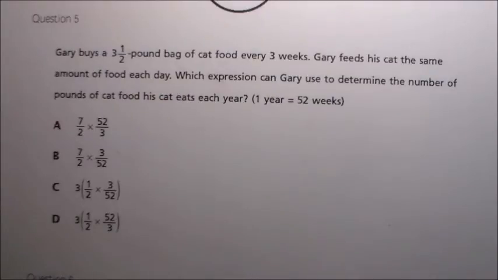Gary bought a 3.5 pound bag of cat food every 3 weeks. Good for Gary. That's a happy cat. Gary feeds his cat the same amount of food each day. Which expression can Gary use to determine the number of pounds of cat food his cat eats each year? And 1 year equals 52 weeks. All right, so instead of actually getting a number, we need to get an expression, which is okay. We'd be good at doing that, but you'll see as we go through that the actual answers are written in a weird way. But let's do it.